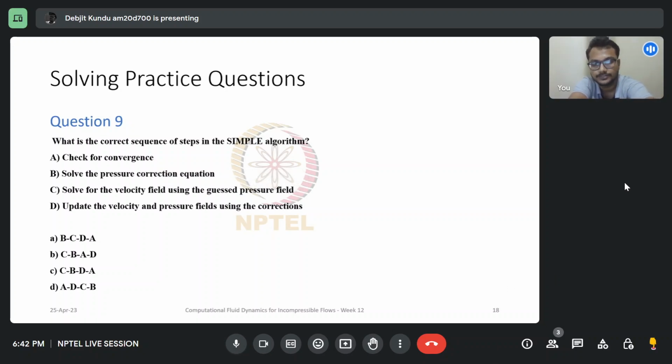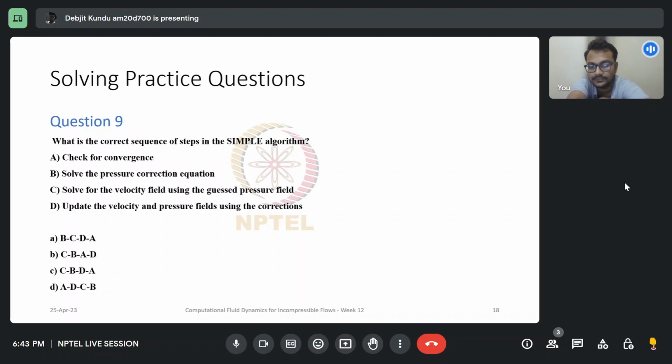So this brings us to question 9 of today's session, which is asking us what is the correct sequence of steps in the SIMPLE algorithm. The 4 steps given are: step A, check for convergence. Step B, solve the pressure correction equation. Step C, solve for the velocity field using the guessed pressure field. Option D, update the velocity and pressure fields using the corrections.